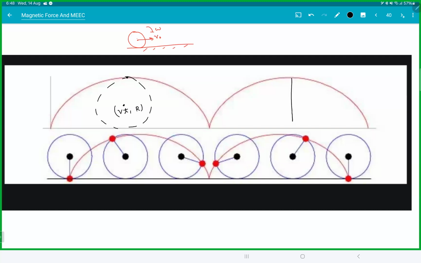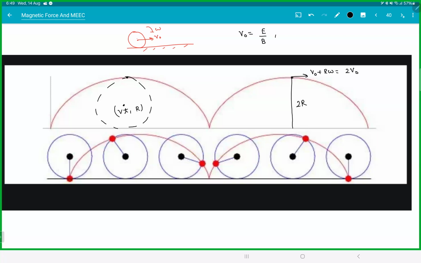And you can clearly see this distance will be how much then? 2r. At this point, the speed will be v naught plus r omega. With the no slipping condition, this will be 2v naught. So they can ask you this question also. What is the maximum height of the particle? 2r. What is the maximum speed of the particle? 2v naught, where v naught is given by E by B.